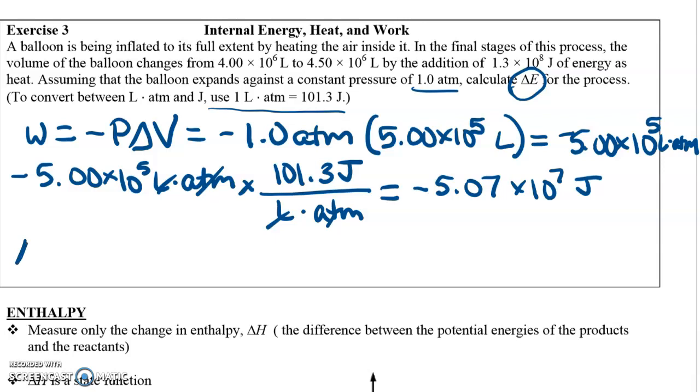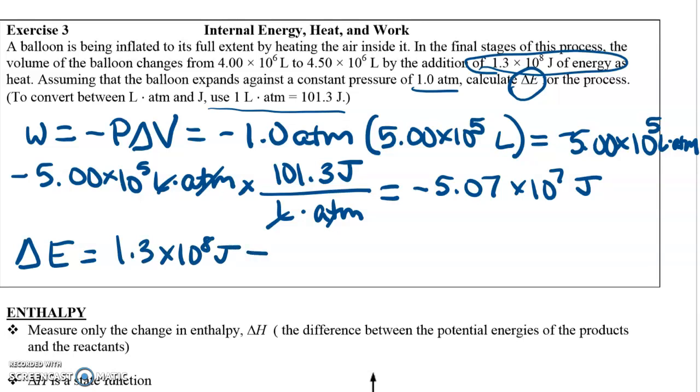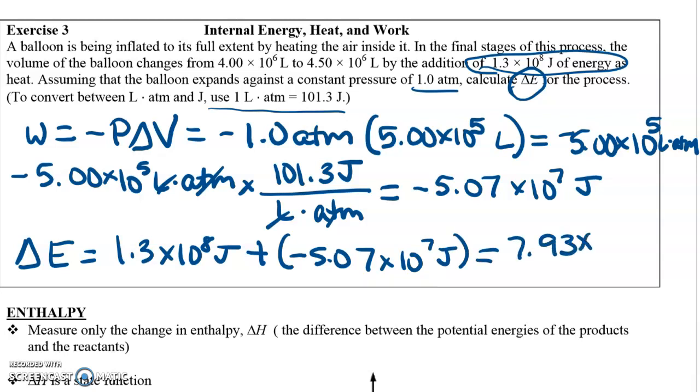Okay, now that we have that, we can use our energy equation. So remember that that's Q plus work. So it gives us a Q value of 1.3 times 10 to the 8. So we have 1.3 times 10 to the 8 joules of heat content plus the amount of work. So it's technically plus a -5.07 times 10 to the 7 joules. And when we do that math, we end up getting 7.93 times 10 to the 7 joules as our final answer. If you want to convert that to kilojoules, that's fine. It's not particularly necessary in this case.